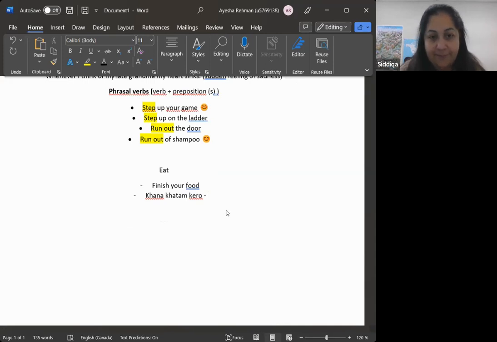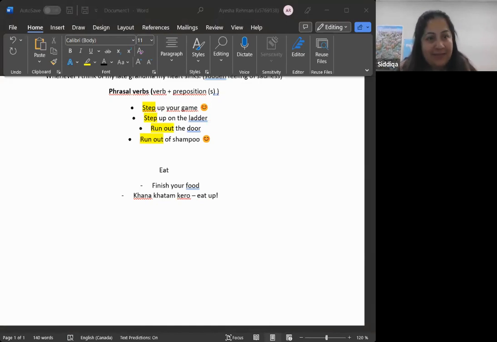We would say eat up. Two words. Finish your food is absolutely correct. But to sound more native and to sound more English, this is what would be said. Eat up. That would be a phrasal verb that means khana pura khatam karo.